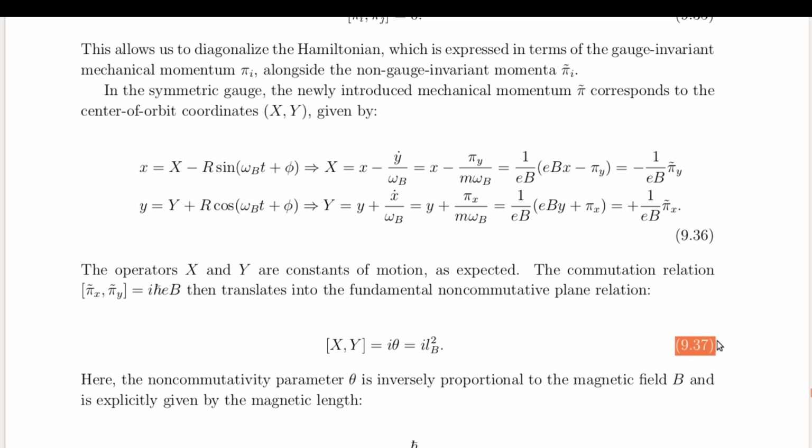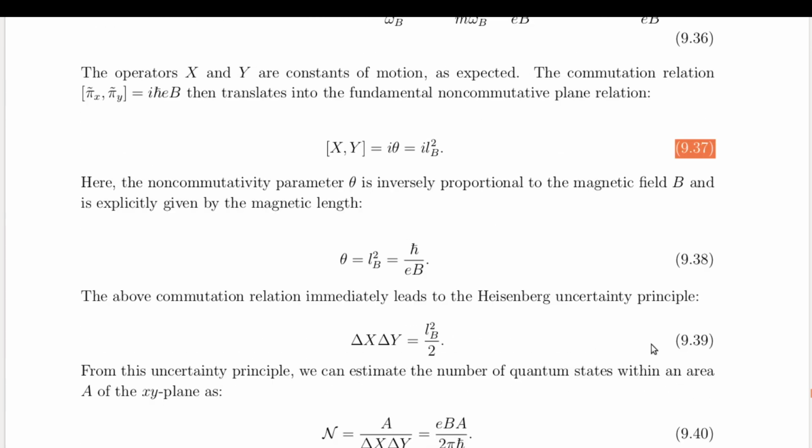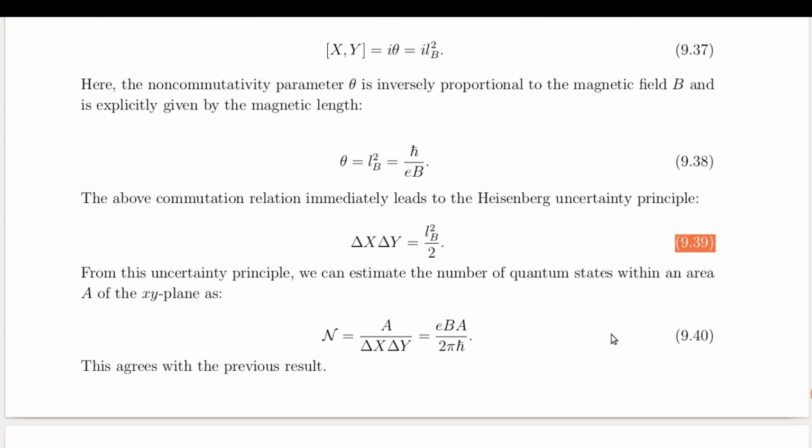Consequently, by applying the Heisenberg uncertainty principle, each quantum state occupies a Heisenberg cell. The number of states within an area A of the xy plane is then obtained by dividing this area by the area of a Heisenberg cell, yielding the correct result.